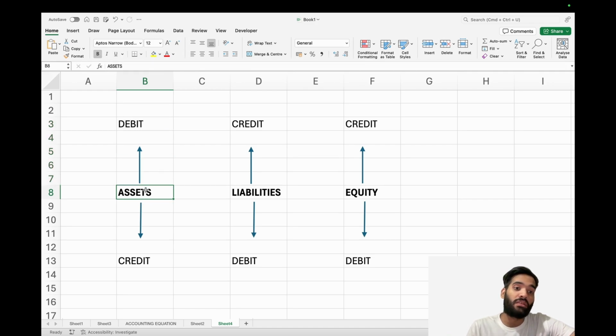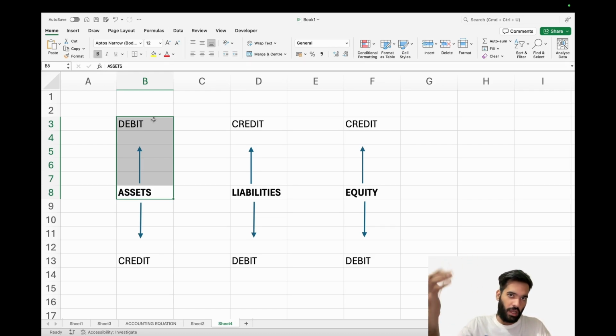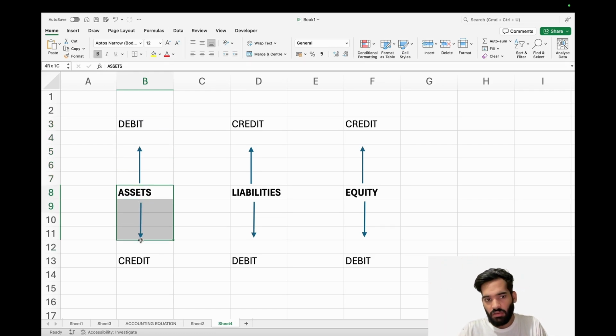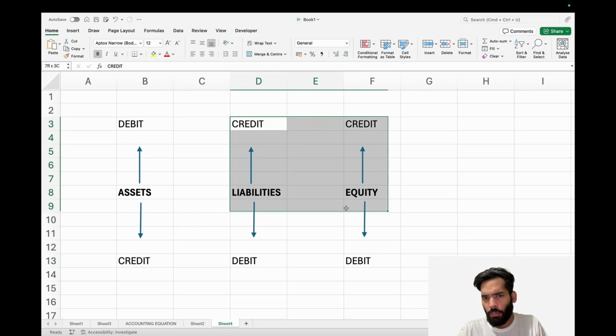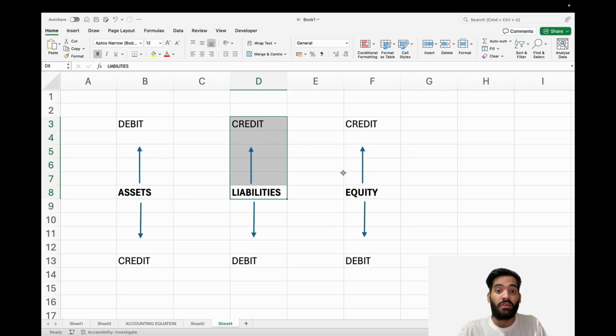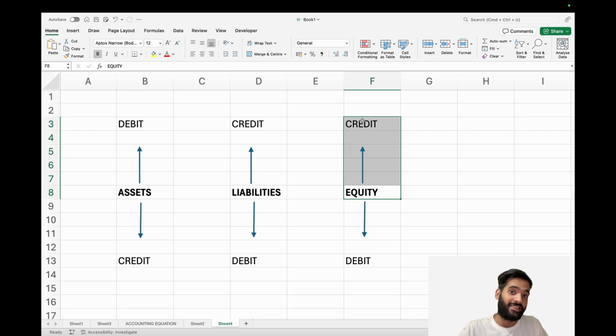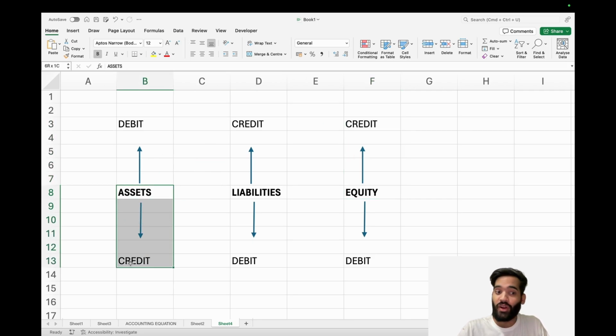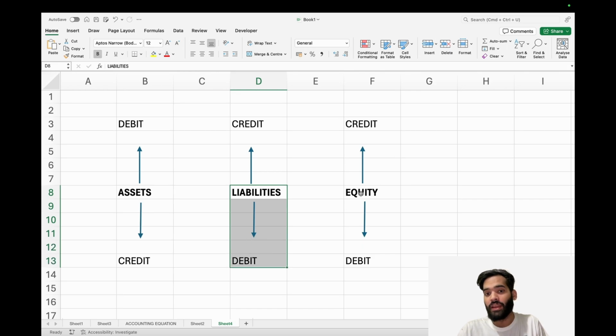Assets always increase on the debit side. So if you write asset as a debit, that means asset is going up, and assets decrease on credit. But if you notice, the rules for equity and liabilities are opposite of an asset. Assets increase on debit, however, liabilities and equity increase on credit. Assets decrease on credit, however, liabilities and equity decrease on debit.